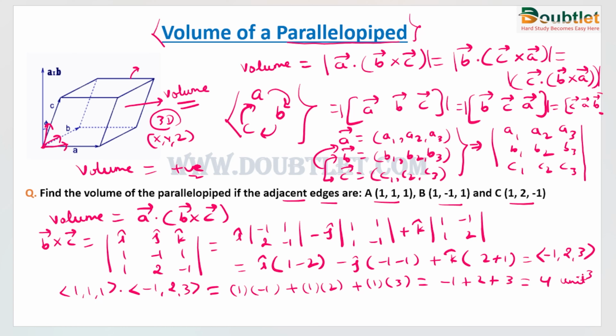Now we will try to find this volume again with the box product, meaning finding the determinant directly.